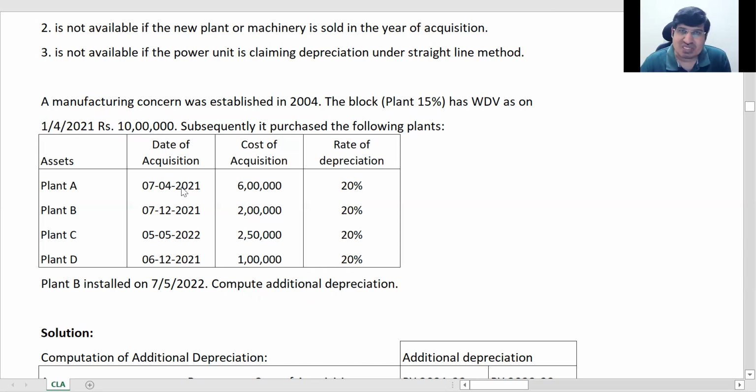For additional also same, it's the same, right? 50% you will get now, 50% you will get next year. So 7/4/2021 purchased, 100%. Okay, that means 20% पूरा मिल जाएगा. And what about this 7/10/2021? 50%. 10%.